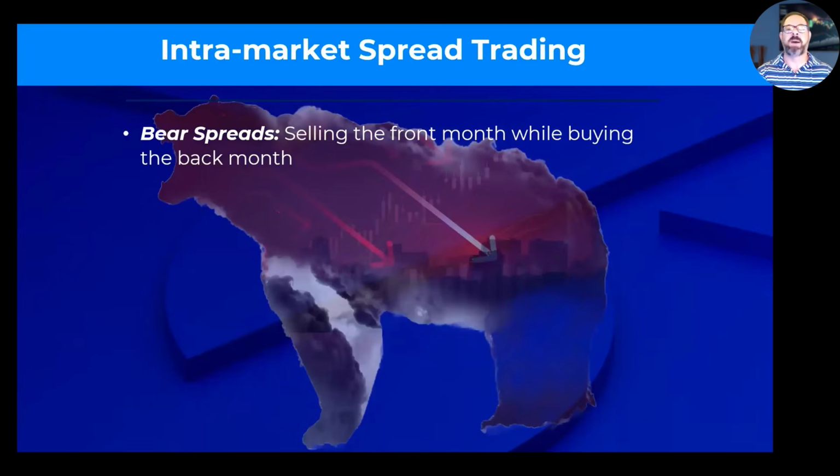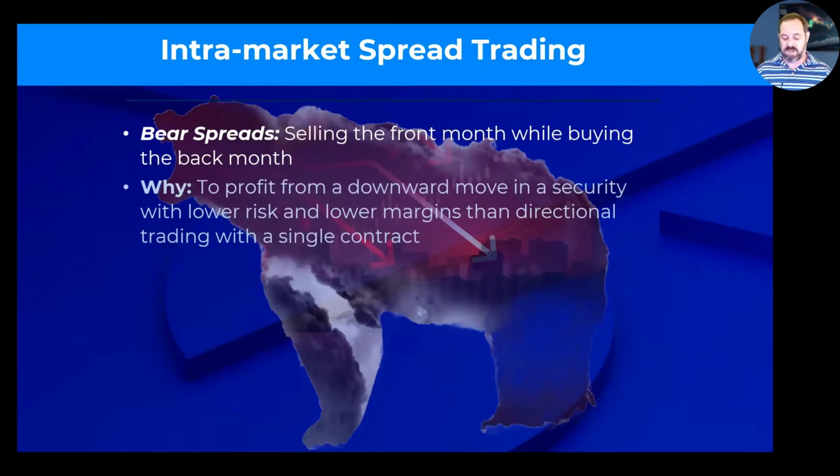The bear spread would be the opposite, where you're selling the front month and buying the back month at the exact same time. Again, you're just trying to profit from the prices moving downwards because the front month with the higher volume will typically move faster than the rear month.